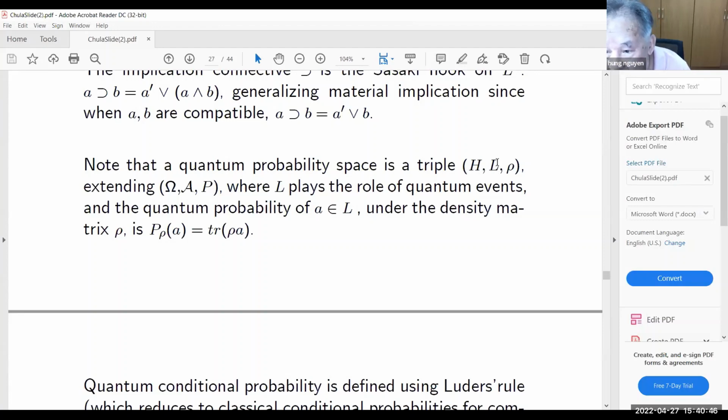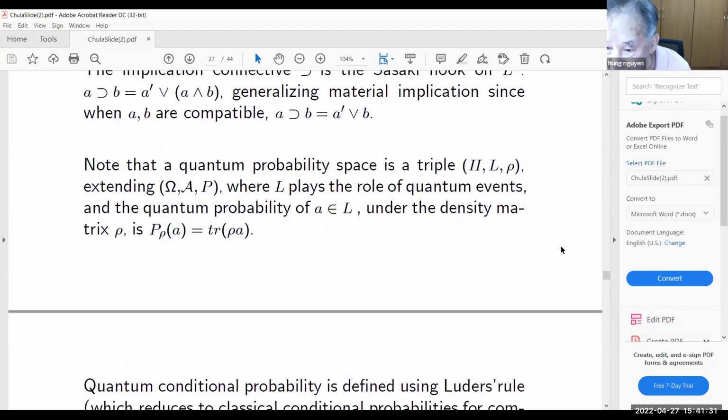L is the collection of what we call quantum events, and they are nothing else than projections, linear operators from H to H. But projections, that means they have to be self-adjoint and idempotent. You do a projection twice, you stay right there. And rho is the state, playing the role of probability P in the classical case. It is a matrix with unit trace. Don't forget, in quantum mechanics, trace replaces integral. There's no integral.